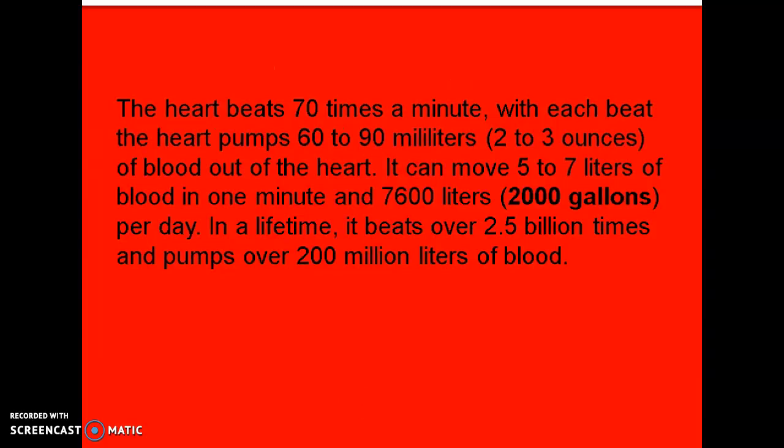So the typical heart beats 70 times a minute. With each beat, the heart pumps 60 to 90 milliliters, which is 2 to 3 ounces. 4 ounces is a half a cup. So this is less than a half a cup of blood. It can move 5 to 7 liters of blood in 1 minute, 7,600 liters or 2,000 gallons per day. In a lifetime, it beats over 2.5 billion times and pumps over 2 million liters or quarts of blood.